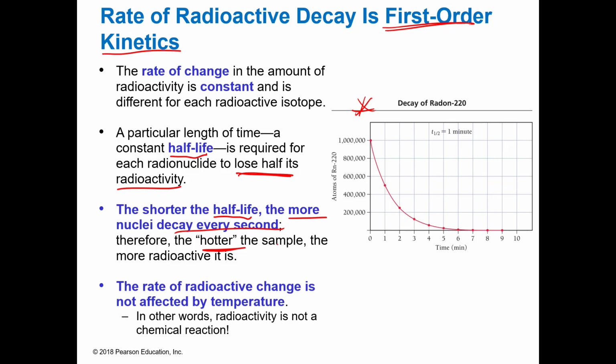The rate of radioactive change is not affected by temperature. Kinetics is a lot of times affected by temperature. Because we know that it's not affected by temperature, we know it is not a chemical reaction. It's a process.